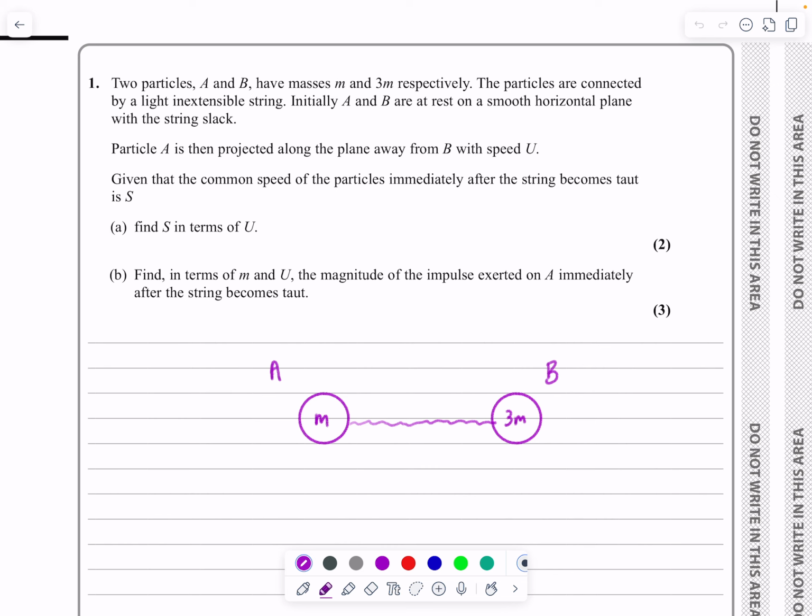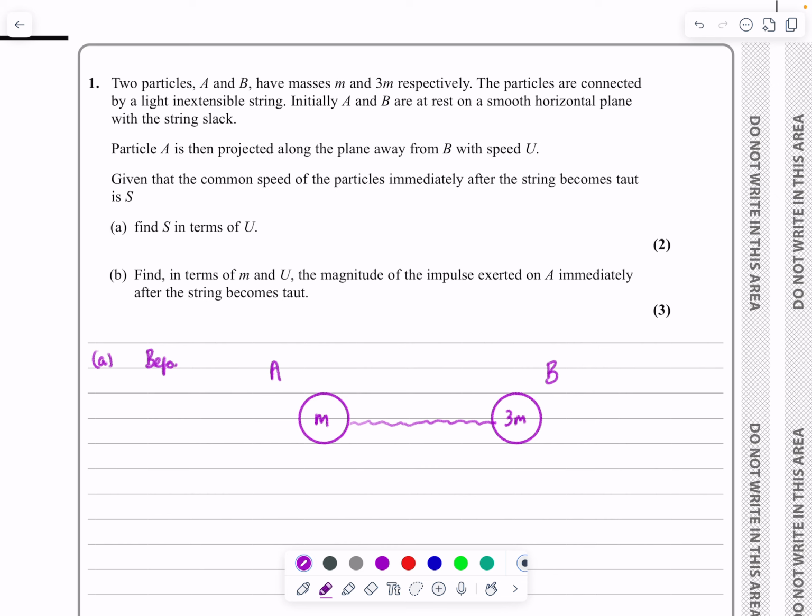You can see I've already drawn out a quick part of the diagram. It says we've got two particles A and B, with masses m and 3m respectively. They're connected by a light inextensible string. Initially, they're at rest on a smooth horizontal plane and the string is slack, but then to start off with, particle A is projected along the plane away from B with the speed u. So let's draw out that part of the diagram.